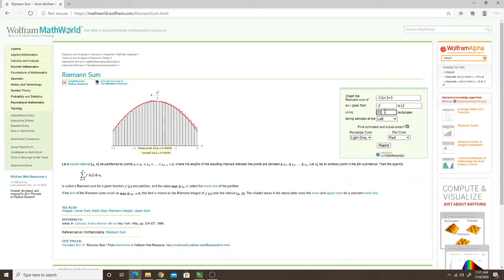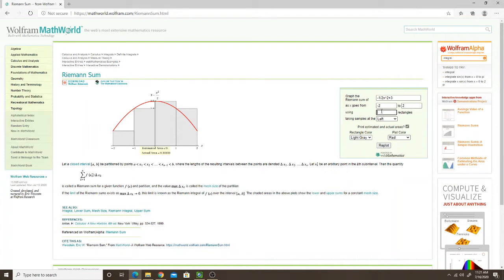Now I want to do this using not 29 rectangles, but let's just verify what we did before. If we did it with 2 rectangles, then this is the picture we get. And where does it give us the result? Oh, there it is. Estimated area it's saying is 8, which is what we got before. But it's also giving us the actual area. It's saying the actual area is 9.333. If we did this with 4 rectangles, then it gives us the estimated area of 9, which was what we got before. So we're closing in on that actual area.